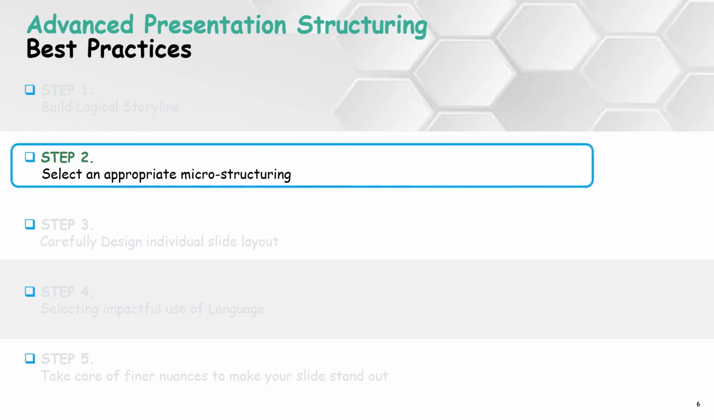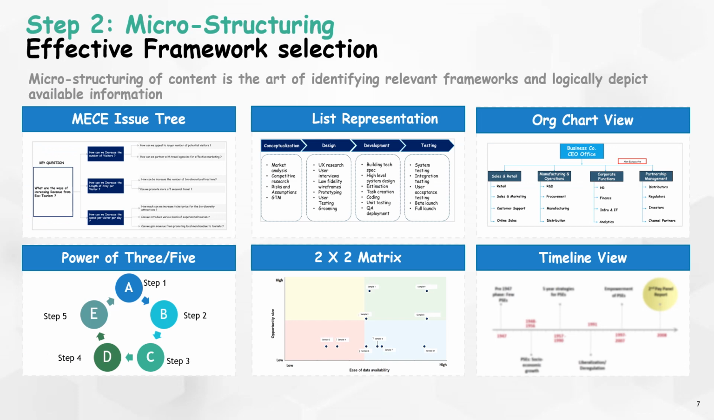Now, let's get to the more difficult and slightly interesting aspect, which is about selecting an appropriate microstructuring. Now, what exactly is this microstructuring? Now, within the PPT, this microstructuring, also known as effective framework selection, is the most important part, whereby you put your thoughts in a logical framework or a structure.